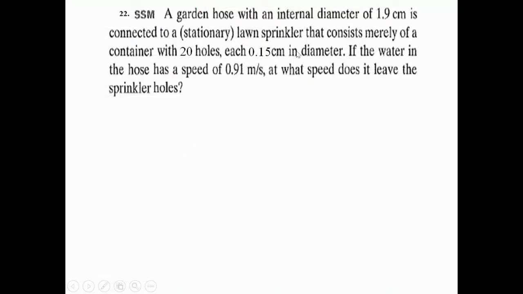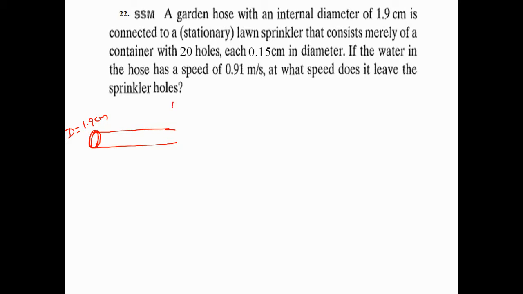So I have a garden hose of internal diameter. I'm going to draw the diagram. This is my garden hose. It has some internal diameter. The diameter means it is circle in shape, am I right? Yes, teacher, you are right. So I can write D is the hose diameter. What is that value? 1.9 centimeter. And it is connected to the lawn sprinkler. What is meant by lawn sprinkler? The sprinkler has many holes.